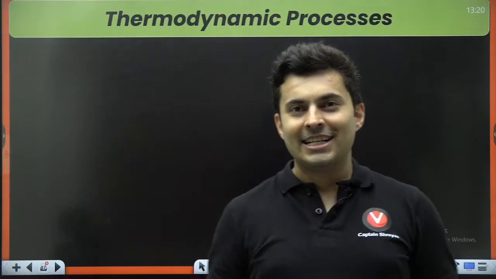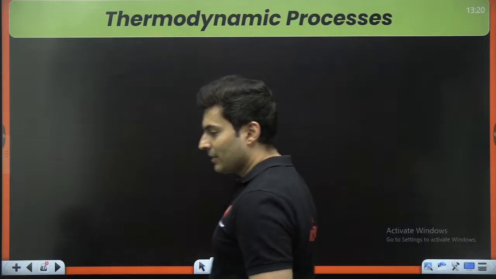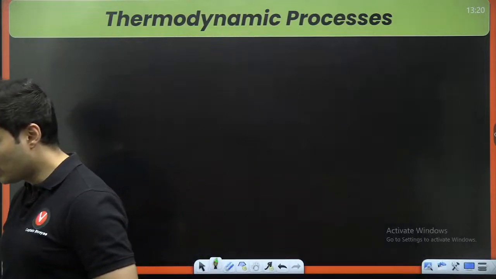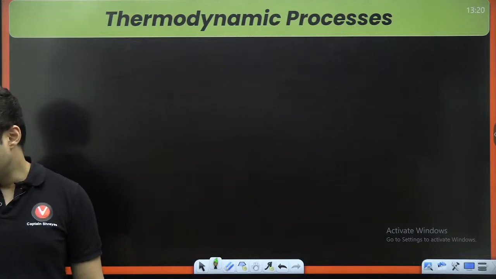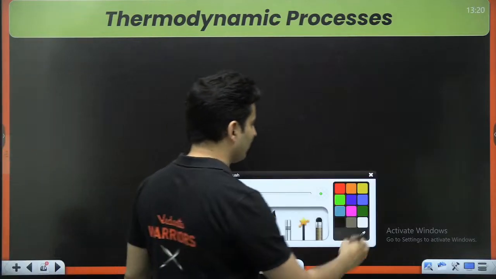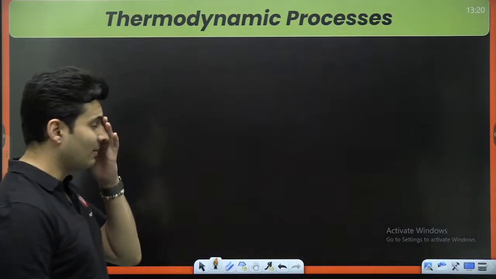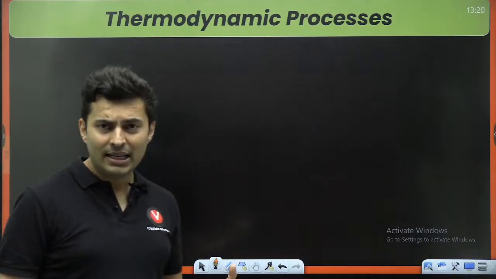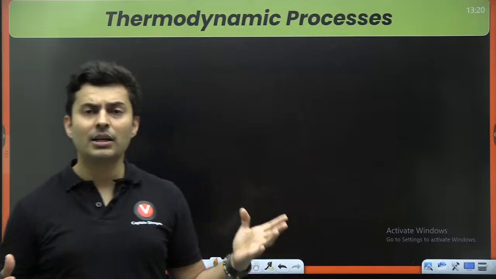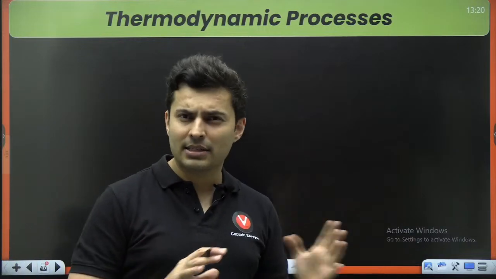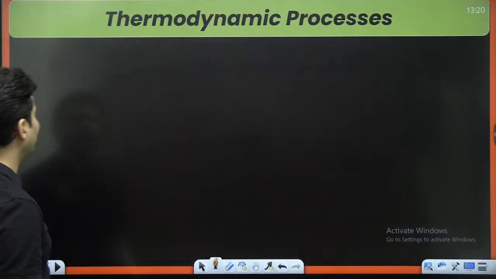Okay, shall we go to the last part of this chapter now? Awesome. Everybody ready? Okay, come on, let's go. So what is the last part of the chapter? The thermodynamic processes. Mainly there are 4 or 5 processes which we need to know. What is the work done? What is the internal energy change? What is the heat? What are the other characteristics? Okay, so let's have a look at it.